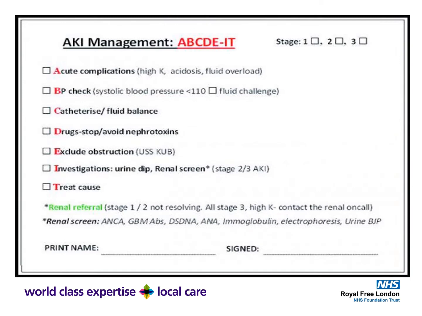This is another form of AKI management. So you've got A, B, C, D, E, IT, and that basically looks at acute complications such as high potassium, acidosis and fluid overload. BP check to restore normoperfusion. Catheterize and measure fluid balance. Drugs, stop and avoid nephrotoxins, excluding obstruction. Investigations, including urine dip and renal screen, and of course to treat the cause.